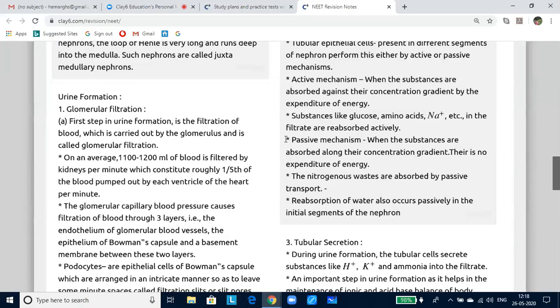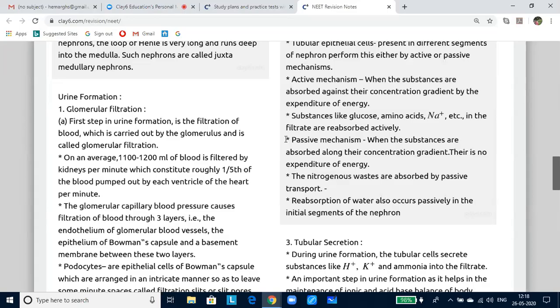The net driving force which is responsible for ultrafiltration through glomerular blood capillaries and Bowman's capsule is provided by the difference between the hydrostatic pressure at which the blood enters the glomerulus and the sum of those pressures which resist the hydrostatic pressure.